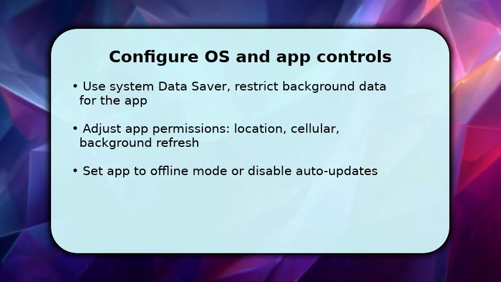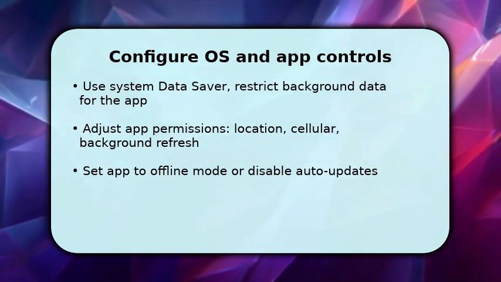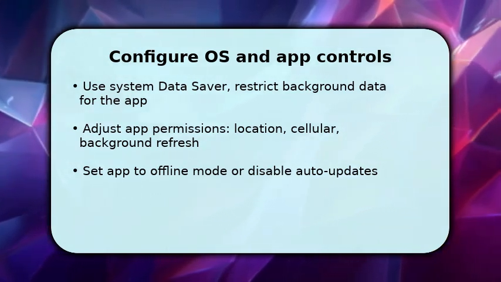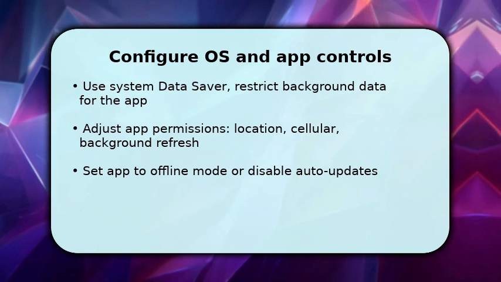Next, go into System Settings and enable Data Saver or Low Data mode, then explicitly restrict background data for the target app to stop background transfers.